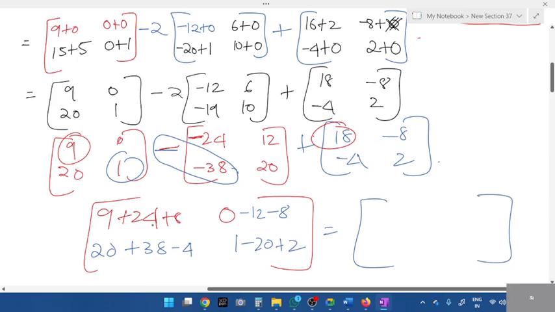9 plus 24 is 33. 33 plus 8 is, what's the answer you got? 41? Sorry, 18. Is it 51? What is minus 12 minus 18? Minus 20. 20 plus 38 is 58. 58 minus 4? 54. 1 plus 2 is 3. 3 minus 20 is minus 17. Is this the answer you all got? Correct? Is it right or wrong?